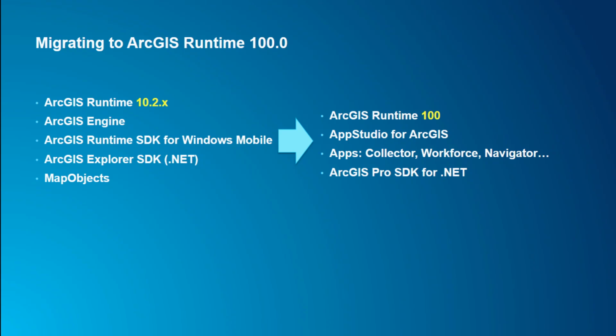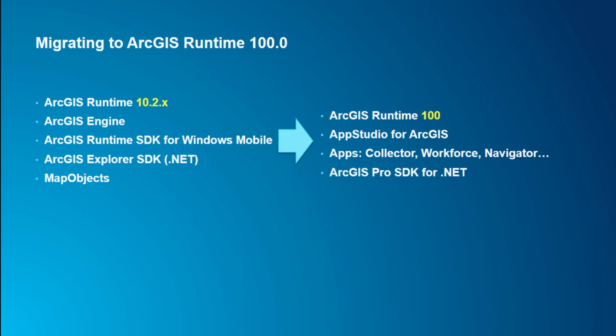And also map objects, of course. We couldn't run a session about migrating without talking about map objects. Unlikely many of you here are still using that, but I wanted to mention some of these other SDKs. So what's your migration path then from these SDKs?